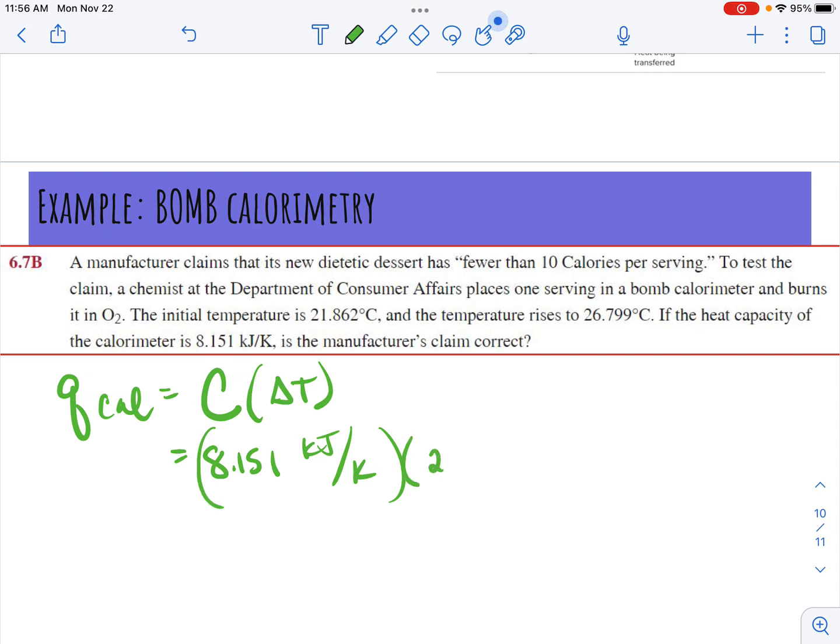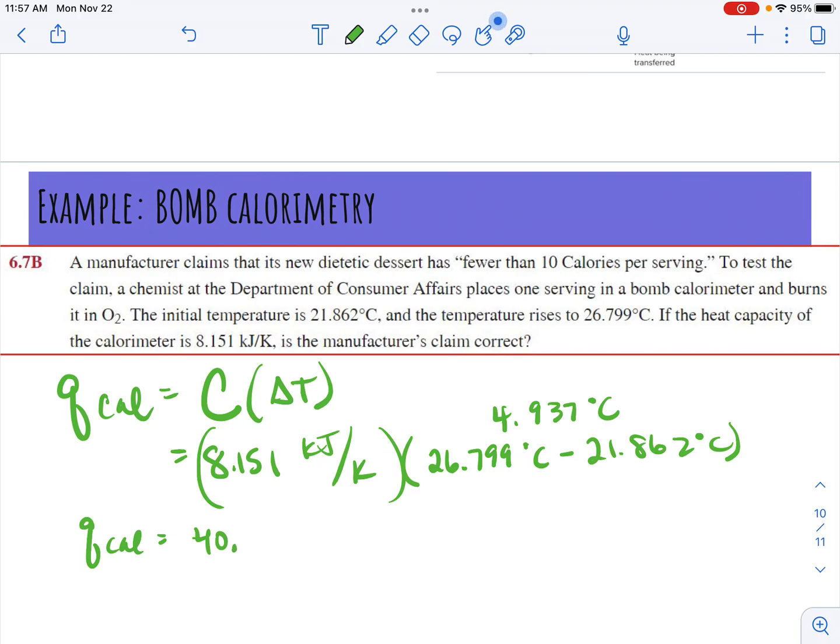The temperature change, the final was 26.799 degrees Celsius minus 21.862 degrees Celsius. So that temperature change is a difference of 4.937 degrees Celsius. Remember that the change in Kelvin is the same as the change in Celsius. So Q for the calorimeter, when I multiply that out, is 40.241487 kilojoules. And they want to know per serving what this is in food calories.